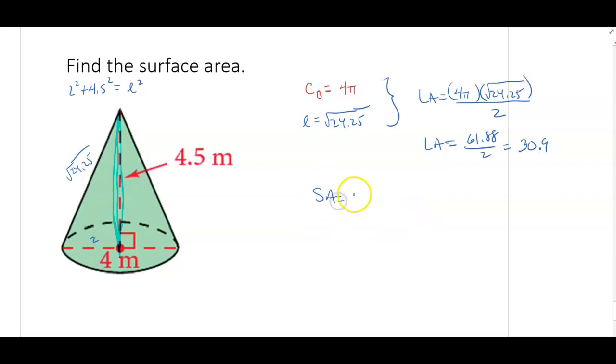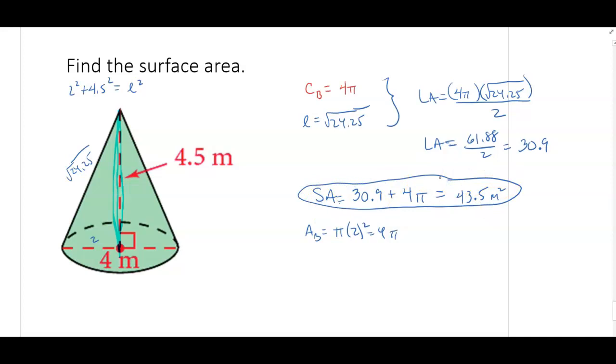And the surface area would then be that 30.9 plus the area of the base. If you think about it, the radius is 2. Pi times 2 squared is 4 pi. So take that, add the 4 pi, and you get about 43.5 meters squared.